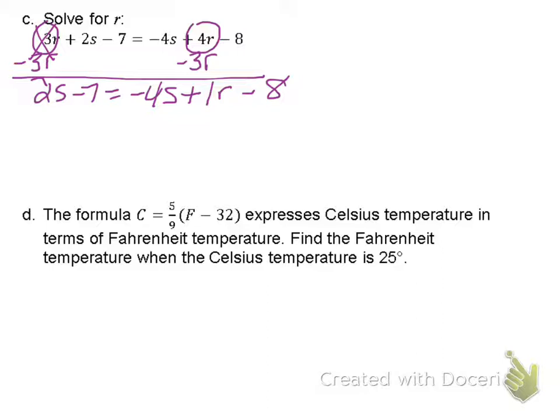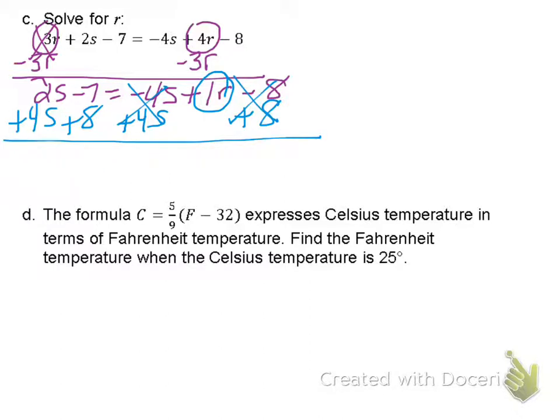And now, since I want to get r by itself here, I need to get rid of this 4s, so I'll do inverse operations by adding 4s on both sides, which will cancel. I also need to get rid of this minus 8, so I'm going to do the inverse operation and add 8 on both sides.